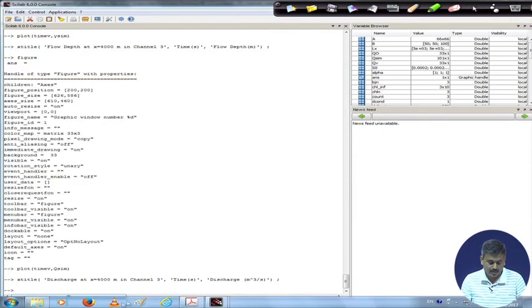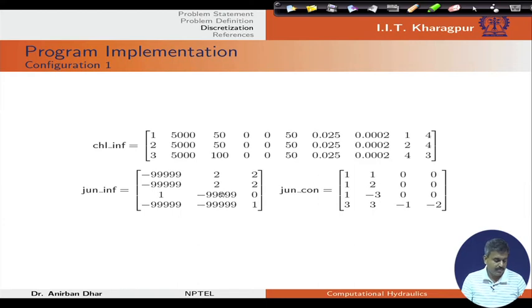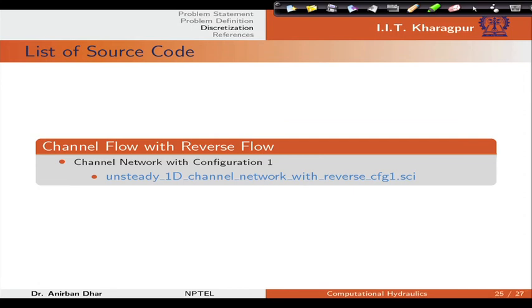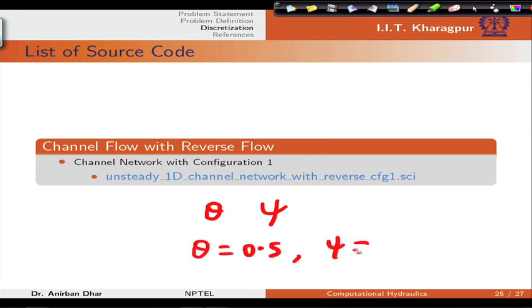So, this is all about our unsteady channel flow problem. Now, you can utilize this source code, unsteady 1D channel network with reverse CFG1, because we have used only configuration 1 in this case, and try to simulate the same problem with different theta and psi values. In this case, I have utilized theta equals 0.5 and psi equals 0.5, but you can change the values of theta and psi and check the stability of the problem.